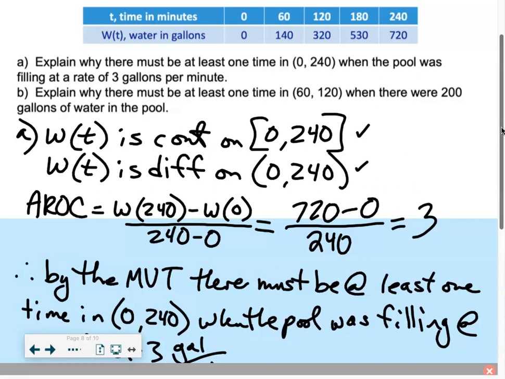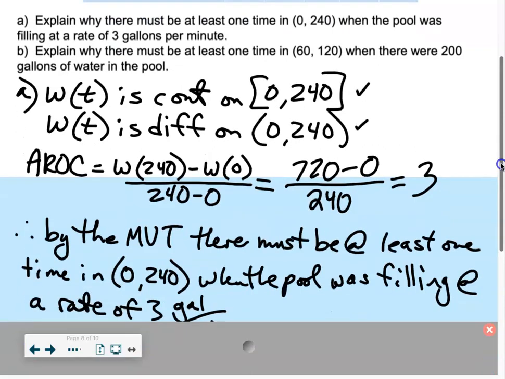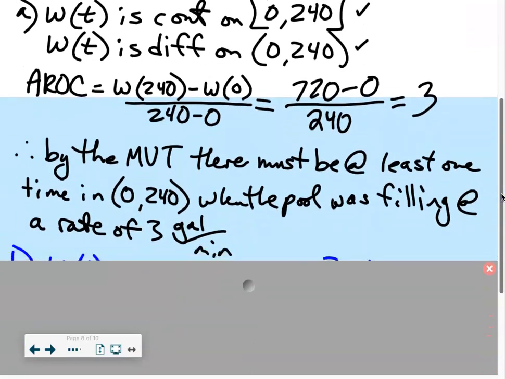Therefore, by the MVT, there must be at least one time in the interval 0 to 240 when the pool was filling at a rate of 3 gallons per minute. And I never go outside of that. I just restate the problem, and that makes me happy. So that's all you have to do. So continuous and differentiable shows MVT applies, but in order to show that it was actually 3, you did have to show that you found the average rate of change.